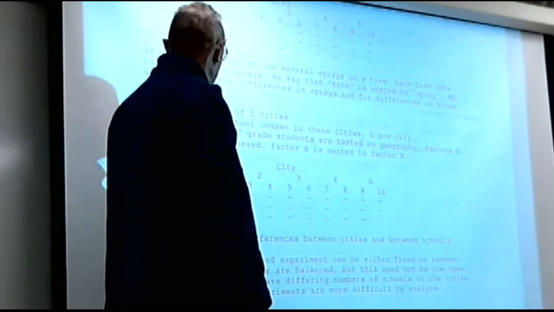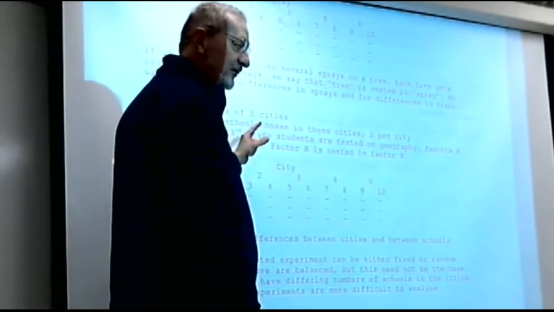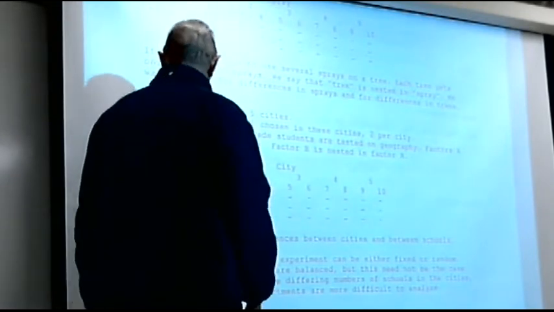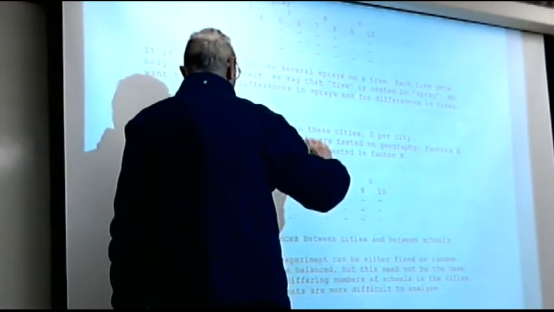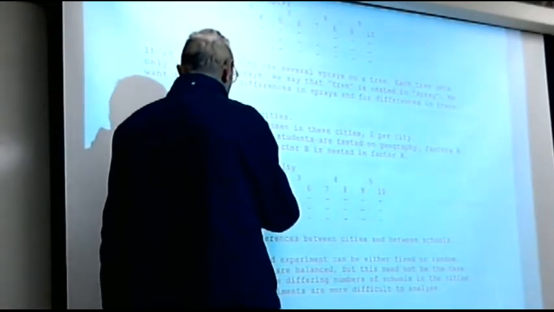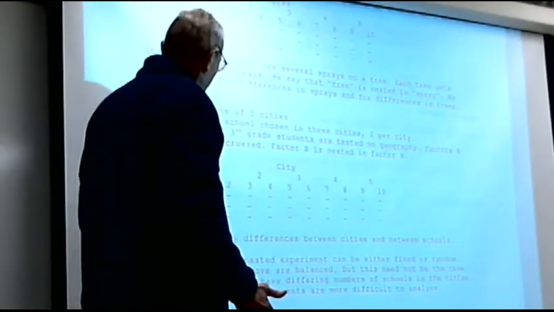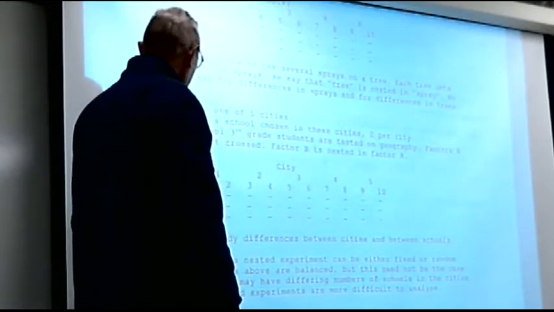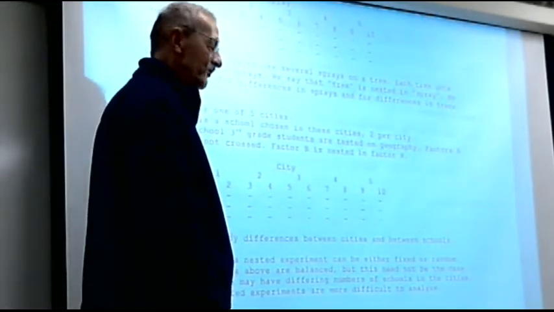It's called school. School 1 and 2 are in city 1. School 1 and 2 cannot be in city 2, 3, 4, or 5. Those schools are only in this one city. School 3 and 4 are in city 2, and so forth down the line. We have data collected on students in each school, so we get some replication down at the bottom. Again, this is a nested situation. We have 2 factors, the city and the school, and we say that school is nested in the city. That's the language that we use.